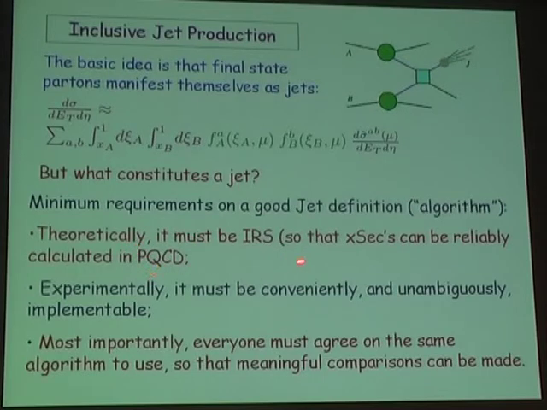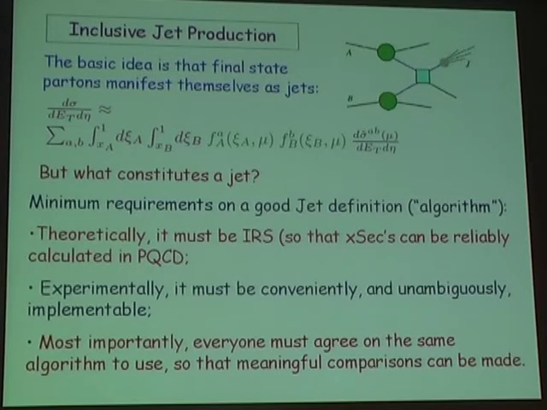There are certain basic requirements as to what constitutes a good jet definition. One necessary condition, of course, is that it needs to be infrared safe, so you can theoretically calculate it. From the experimental point of view, however, if you want to compare theory with experiment in a meaningful way, it must be conveniently implemented, but also it has to be unambiguous. So in order to infer real physics out of such comparisons, everybody, theorists and experimentalists, and also different experimentalists and different theorists, must all agree on the same algorithm so that you can produce meaningful physics.